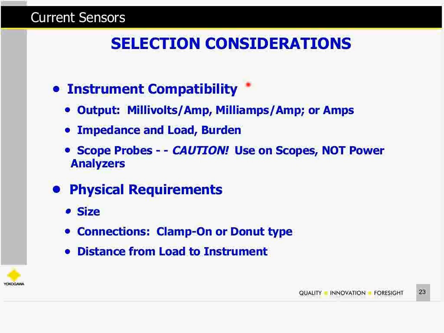Now, the other thing you have to think about is compatibility. What's the output of that current transformer? A typical instrument transformer has a 5 amp output. Some of these other clamp irons may have a milliamp or millivolt per amp output. You have to consider the impedance or the load that the CT is going to be connected to, how much lead length you have, how many instruments might be in the circuit. So we do have to figure that. There'll be a burden. Scope probes, I say caution, use on scopes, not on the power analyzers.